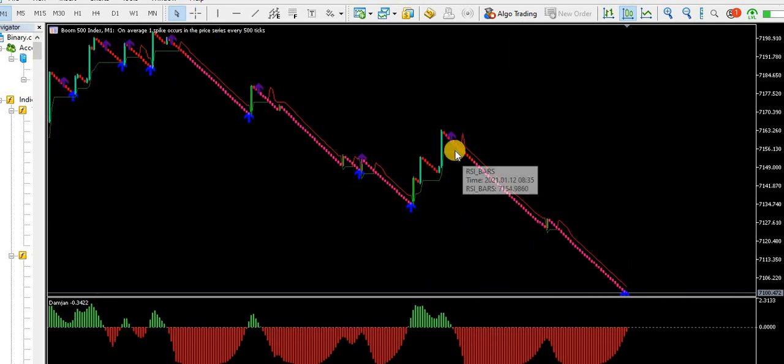Okay, so what I would tell you in this template is to ignore the spike detector and just use the oscillator and this moving average. This is not the normal moving average, this is a special moving average.